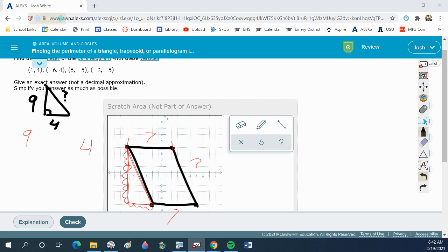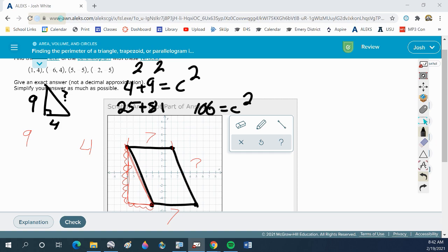Would this be A, B, or C in the Pythagorean theorem? C. So 4 squared plus 9 squared equals C squared. That's 25 plus 81, which is 106. Okay, take the square root, and I get C is the square root of 106.